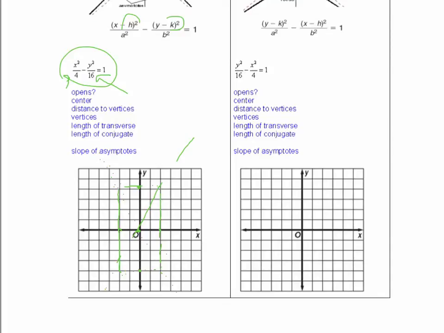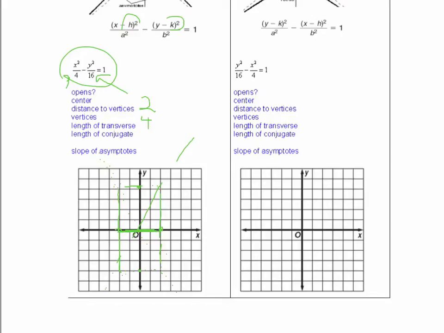Well, we know the vertices are on the x-axis, so we look at the 4 again and say, okay, the square root of 4 is 2. Does that match with our picture? Yes, it's 2 here and 2 here. And that thing that I just filled in is the transverse axis that connects the two vertices, which we'll get to in a minute, but it connects the places where the hyperbola meets the box. So the length of the transverse axis is 4, 2 times 2.